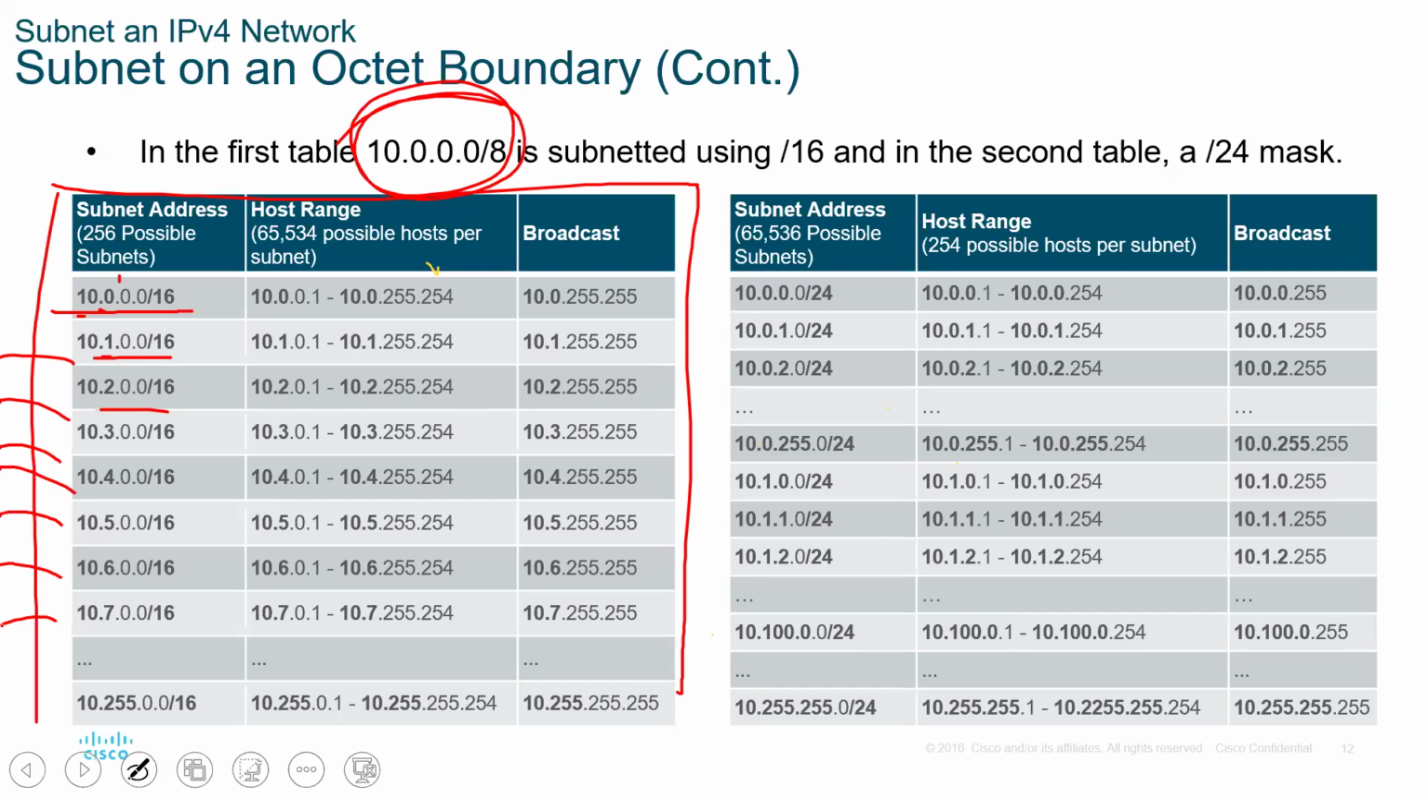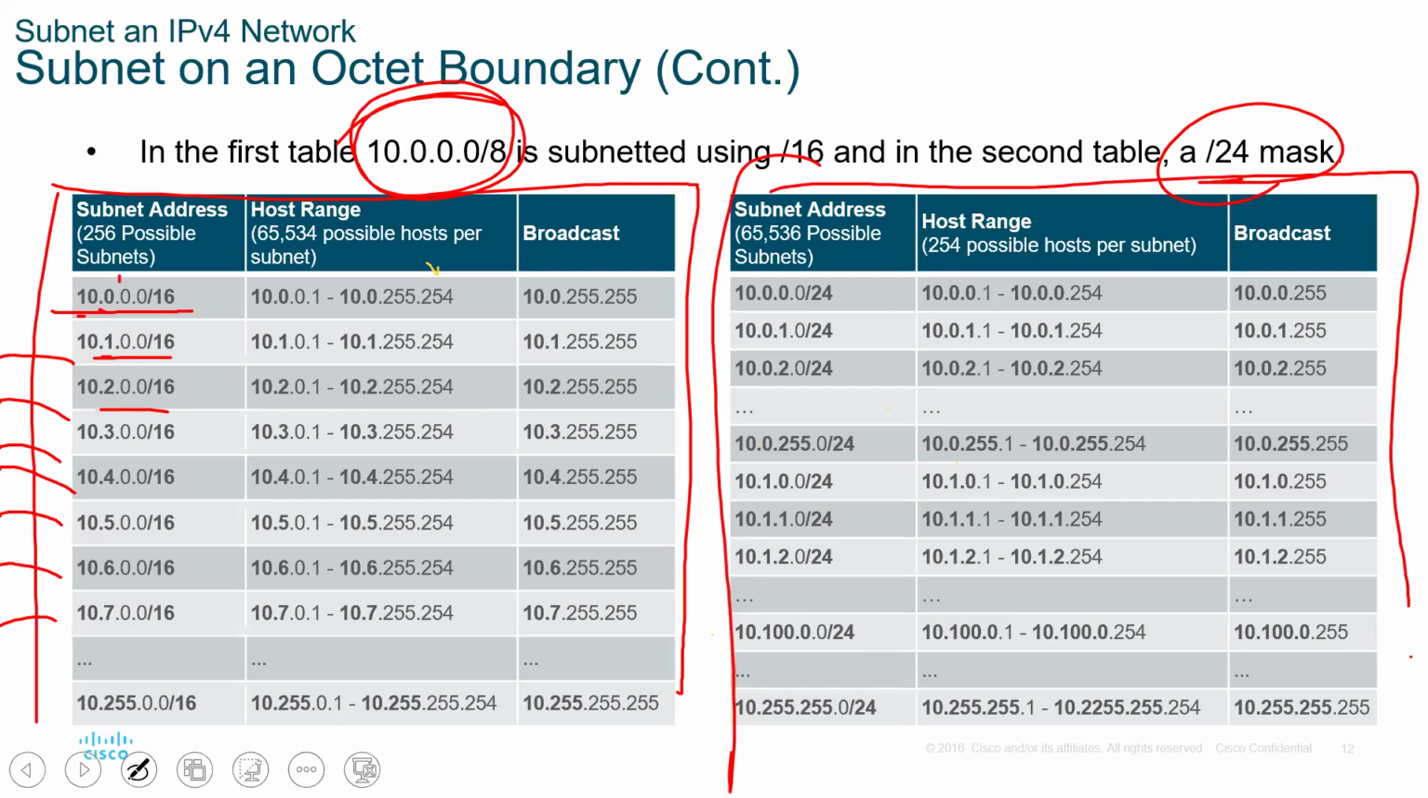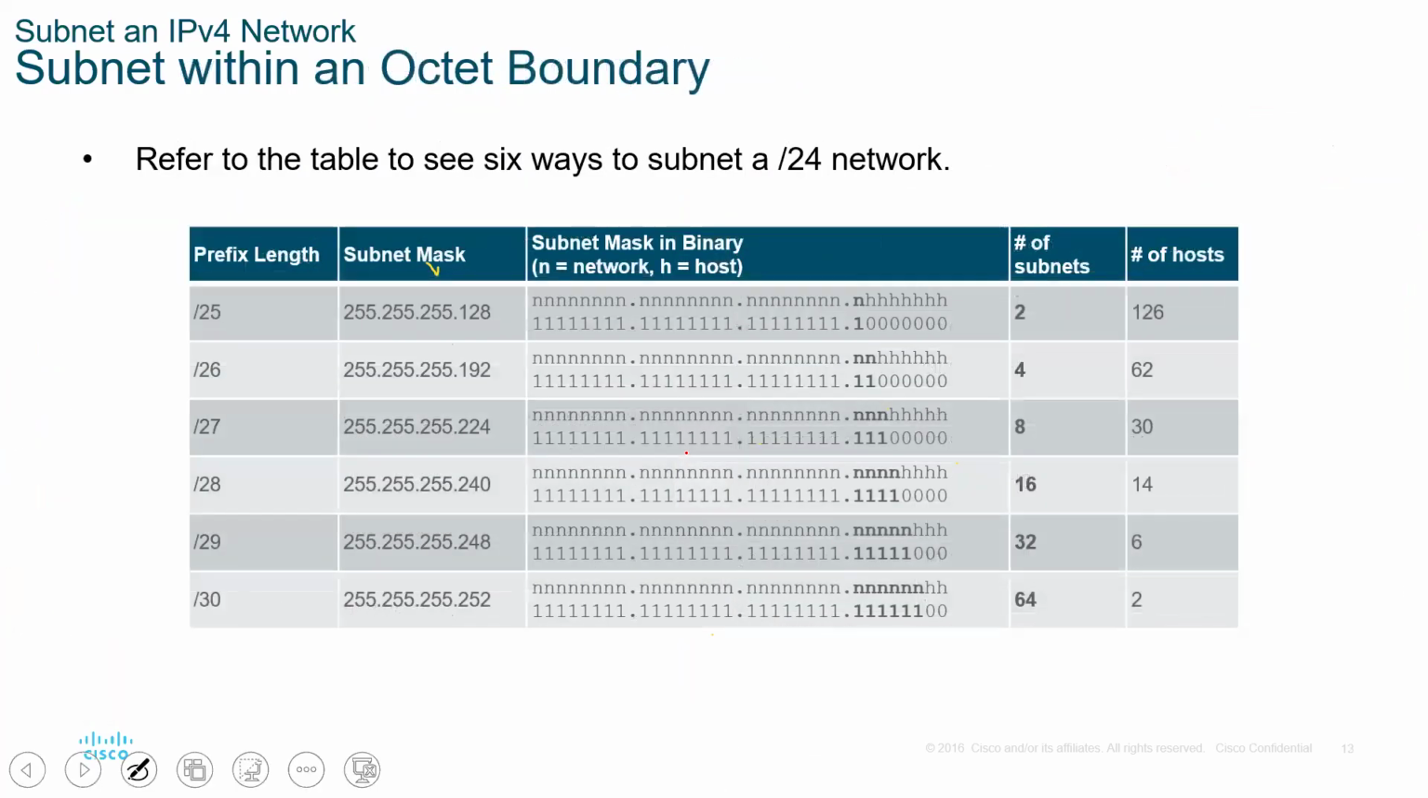But if you come to this one that is for /24, when it is subnetted, you look at the values that are changing, it's in the third octet. Look at this one, .0, .1, .2, up to .255. That is how /24 works. So we will show you how we can get there.